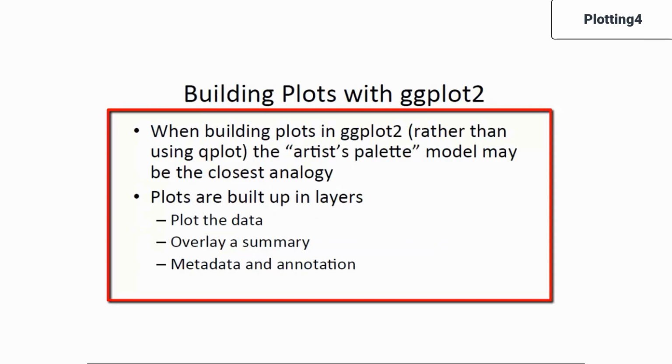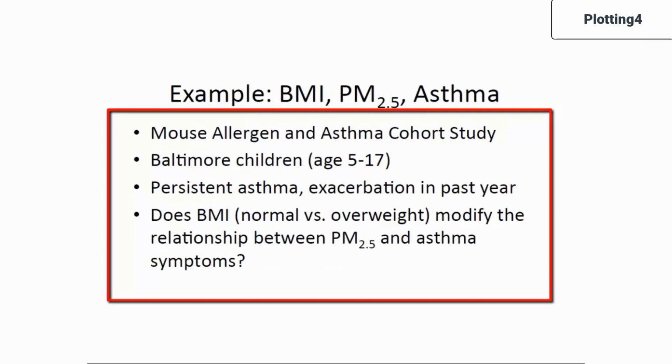So how to build plots with ggplot2? When building plots, rather than using qplot, the artist palette model may be the closest analogy. Earlier we saw about qplot; here I'll show you about the artist palette. So these plots are built up in layers. You can plot the data, overlay a summary, and metadata and annotation can be given. Metadata is nothing but data about the data. And annotation is how you mark.